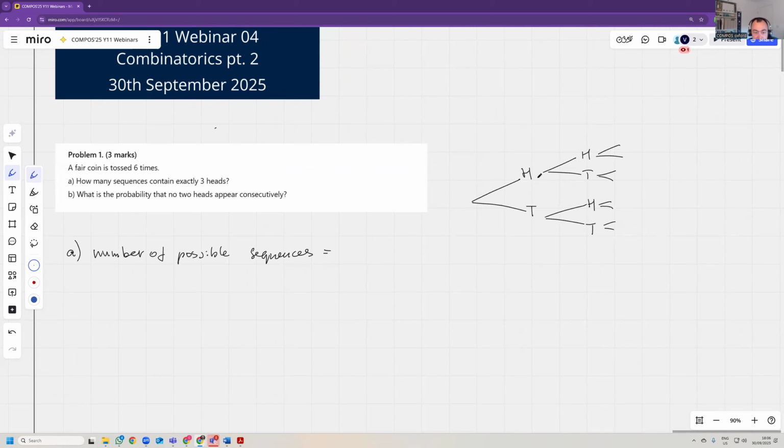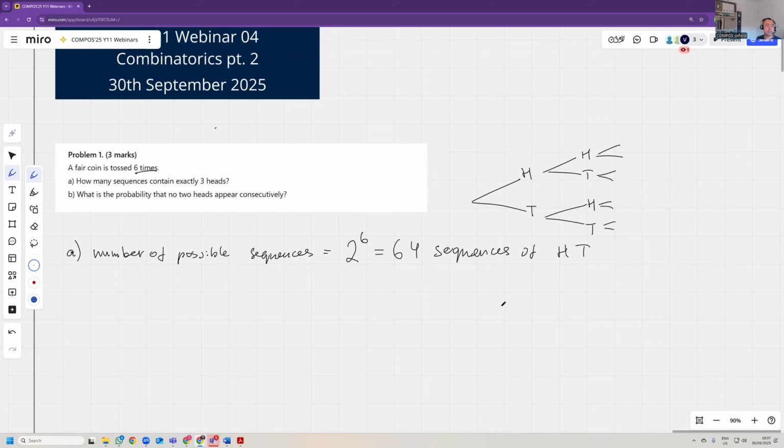You can see that at each stage you have 2 possibilities, and because there are 6 coins, and 2 possibilities for each, there's going to be 2 to the power 6, which is 64 sequences of heads and tails. Lovely. So that's the overall.